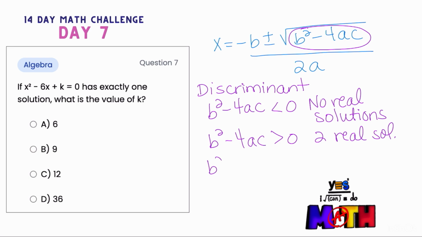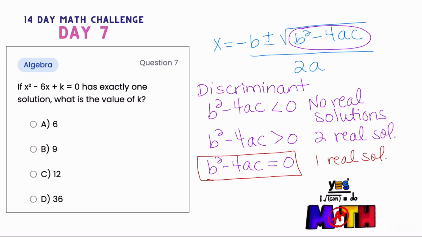But what happens when the discriminant is equal to 0? When I do plus or minus 0, it doesn't matter if I add 0 or subtract 0, I'm going to end up with the same answer. So this is the part that I want to worry about, because that's going to make sure that I'm going to end up with one real solution. If it says x squared minus 6x plus k has exactly one solution, I know that I have to use the discriminant and set it equal to 0.